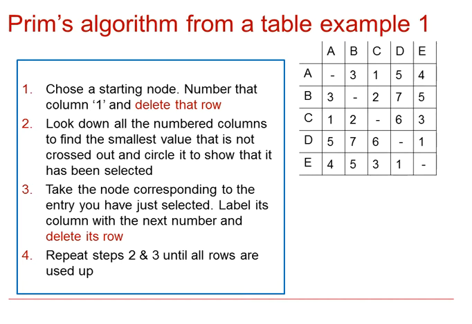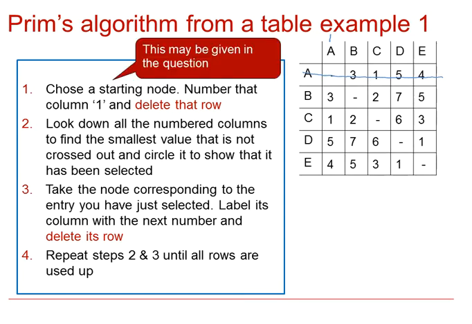If we have a look at Prim's algorithm from a table, we can see that we choose a starting node and we number that column 1 and delete the row. So I'm going to start with A and I'm going to put a 1 above the A, and then I'm going to put a line deleting that node. Don't forget that the starting node may be given in the question, so do read it carefully.